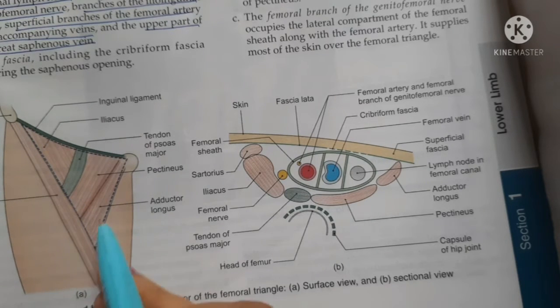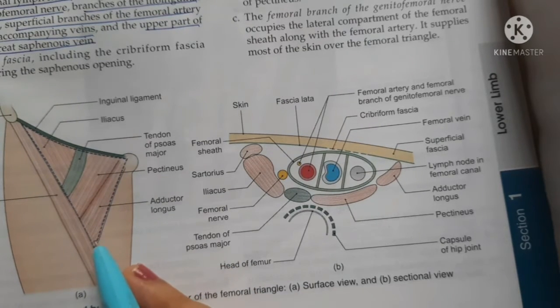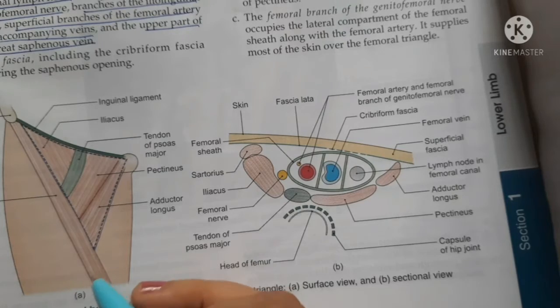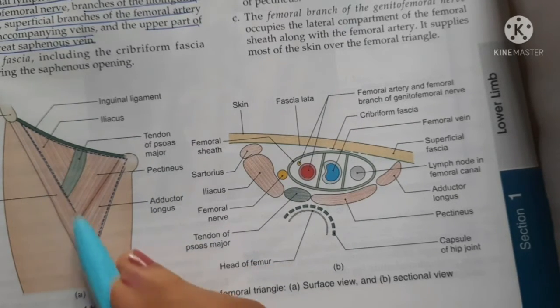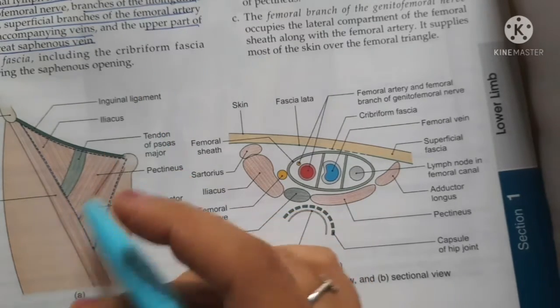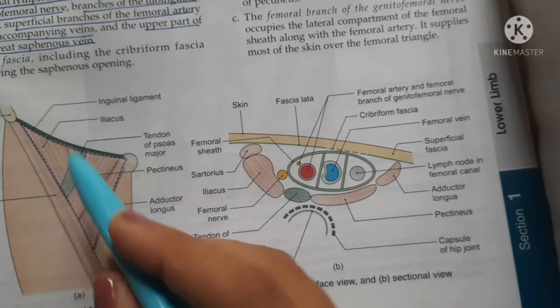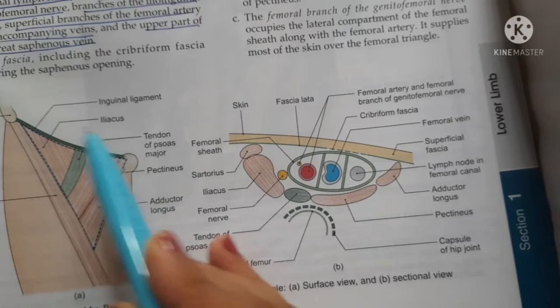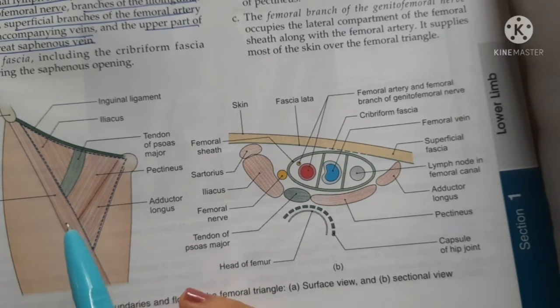This is the femoral triangle, and it is a triangular depression on the front of the upper one third of the thigh. This is our thigh, and femoral triangle is present on the front of the upper one third. When the thigh is divided into three parts, the upper one third part will be occupied by the femoral triangle. Then let's see the boundaries of femoral triangle.